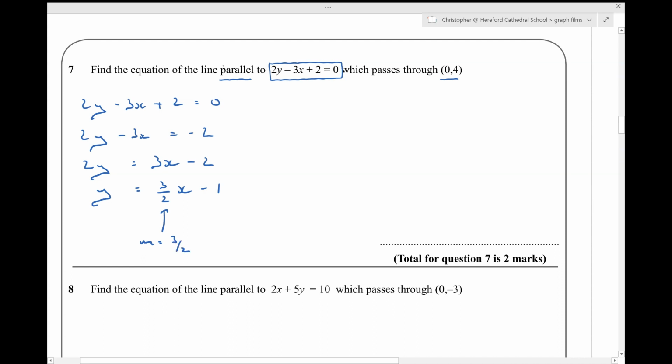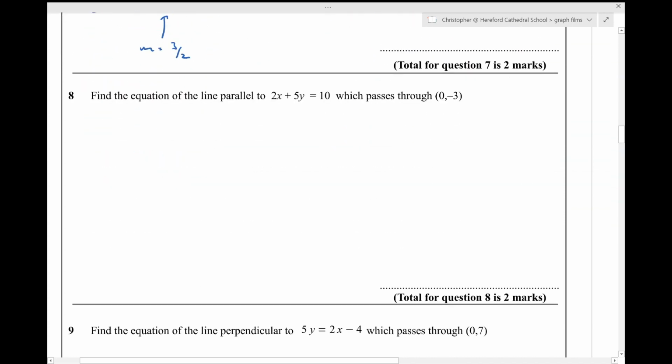Now I need to find the equation of a line that's parallel to this one, so my line will have a gradient of 3 over 2 as well, and it goes through the point 0, 4, so the y-intercept is 4. That means that the equation of the line which I'm looking for is y equals 3 over 2 x plus 4. And that is question 7 done. Let's look at question 8.